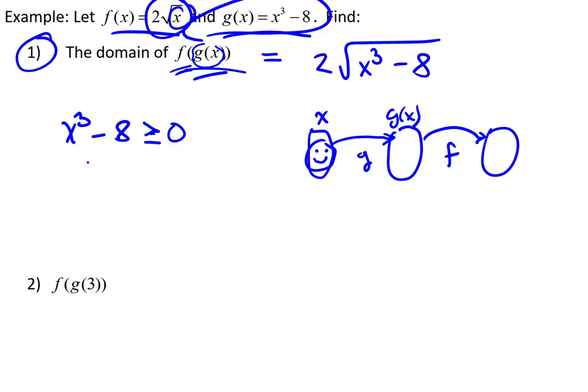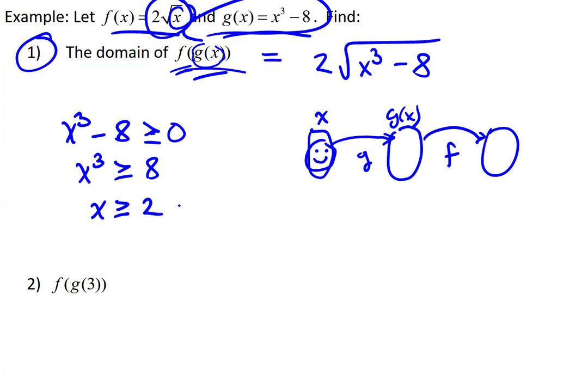We can solve this inequality by, let's say, if we add 8 to both sides, we'll have x cubed is greater than or equal to 8. And then you could solve that either using the SPIT method or with a graphical assistance on a graphing calculator. And this would yield that x is greater than or equal to 2.